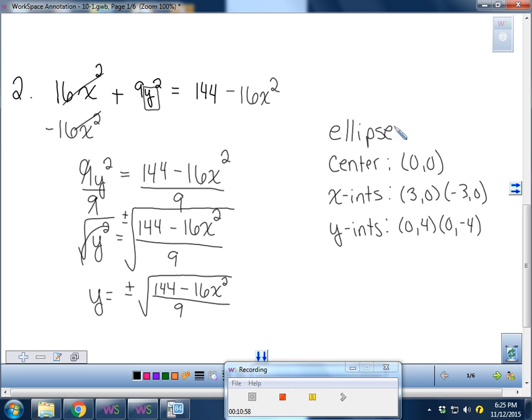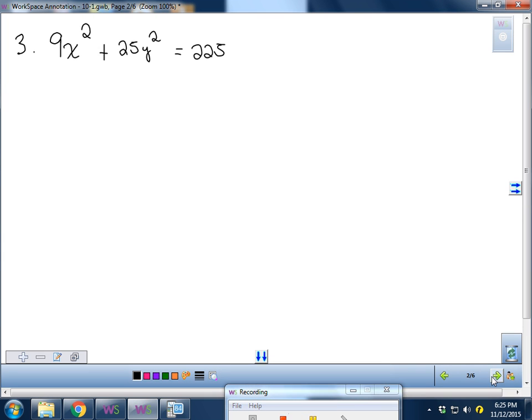And that's all the information that they asked for: what kind of conic section, the center, and all of your intercepts. We have 4 of those total. All right, so that tells you what a circle and an ellipse look like. So let's do one more kind of like that.